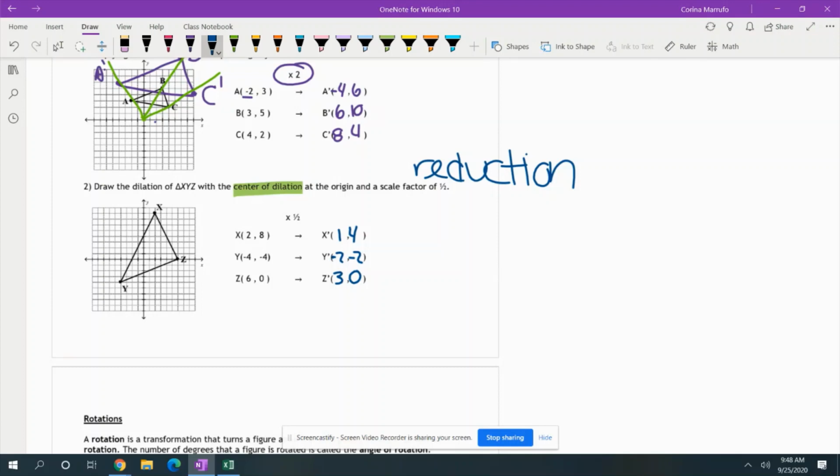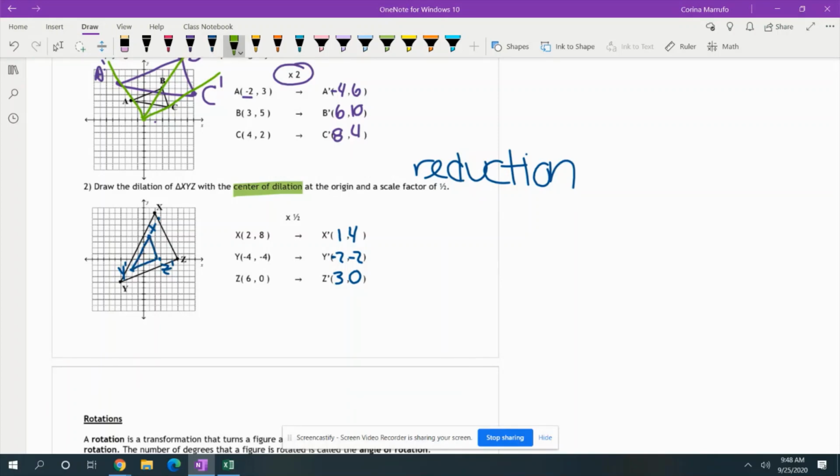So I go ahead and graph those points, 1, 4, that's X prime. Y prime is -2, -2, and then 3, 0 is Z prime. And so this is our new shape. As you can see, it is a little bit smaller.